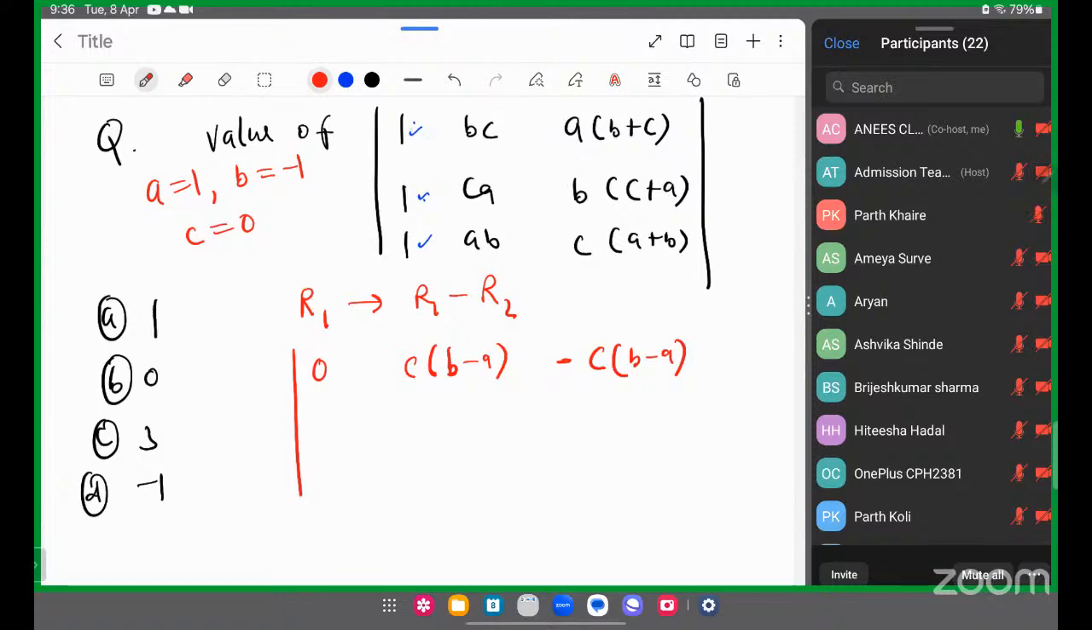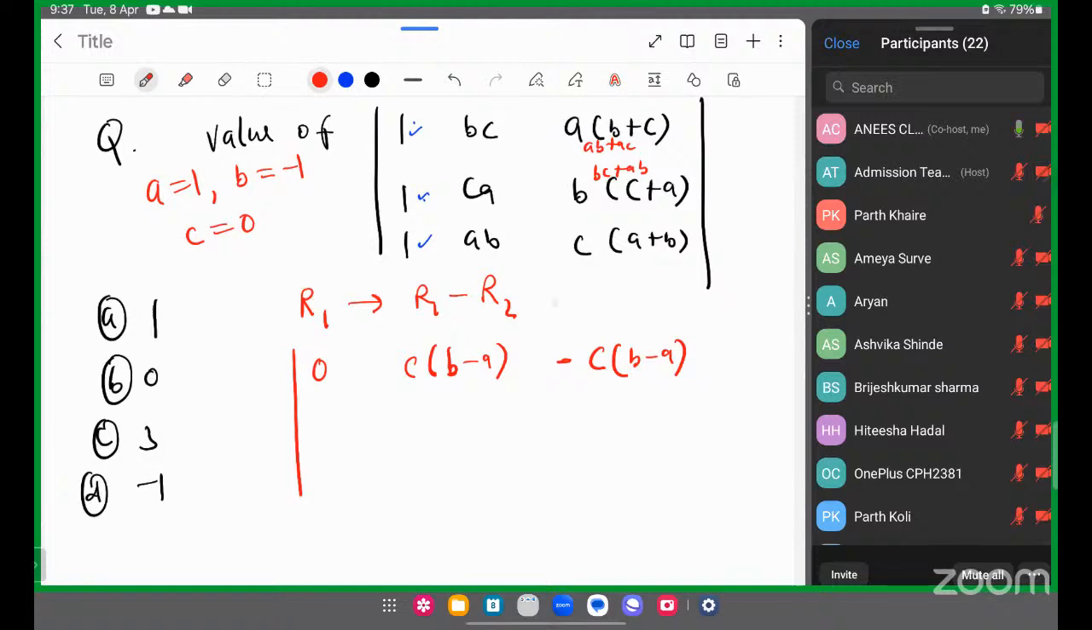Okay. 1 minus 1 will give 0. BC minus CA, we will take C common, so this will be B minus A. And in this is AB plus AC, and this is BC plus AB. If we subtract AB plus AC minus BC minus AB, AB will cancel out, so we are left with AC minus BC. We will take C common, it will be A minus B. And if I take minus outside, this will be B minus A. Understood?